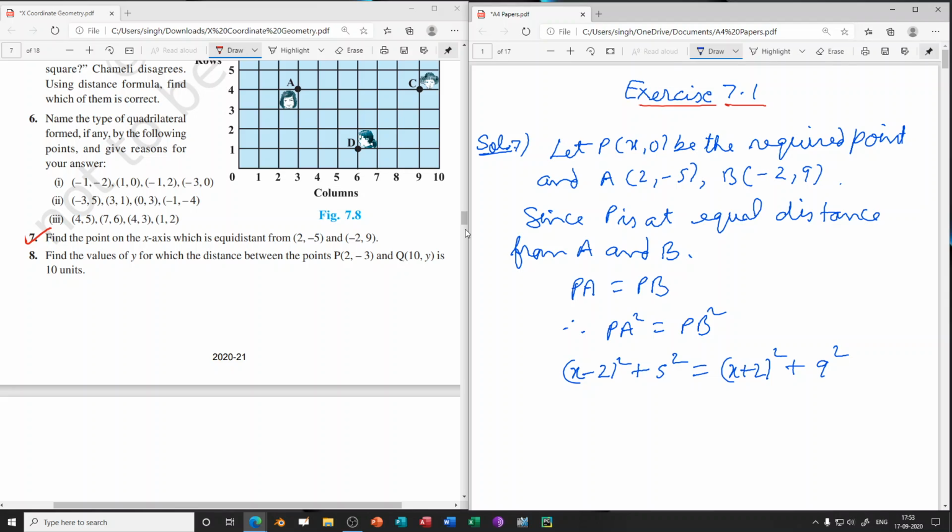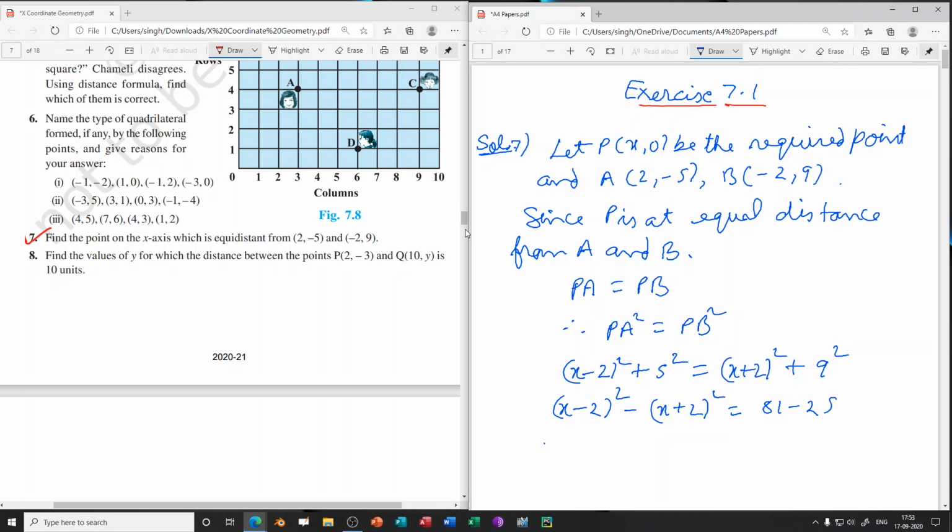Now it will be easier for us if we take the x terms to one side and the constant to the other side. We can also use the a minus b whole square and a plus b whole square formulas. The choice is yours, but here we bring the x terms to one side. (x minus 2) whole square minus (x plus 2) whole square equals, on this side, 9 square means 81 minus 25.